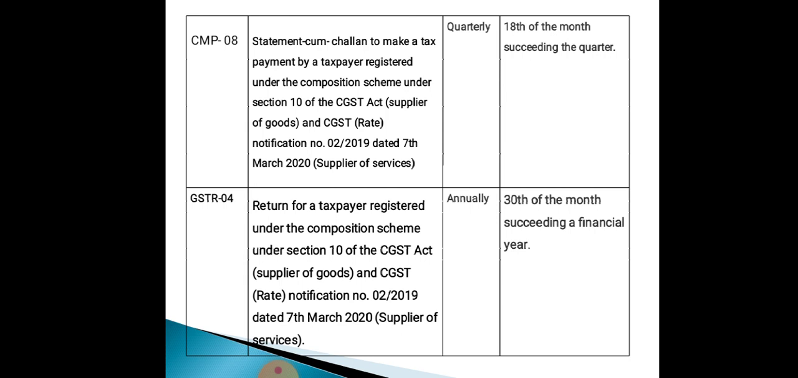A composition dealer will use the form CMP08, which is a special statement cum challan to declare the details or summary of his or her self-assessed tax payable for a given quarter. It also acts as a challan for making payment of tax. A composition dealer is a dealer who has been registered under the composition scheme laid down for both the supply of goods and services. Frequency: quarterly.